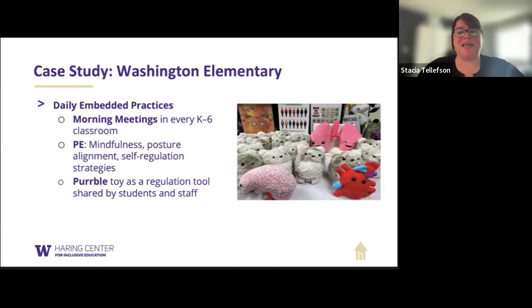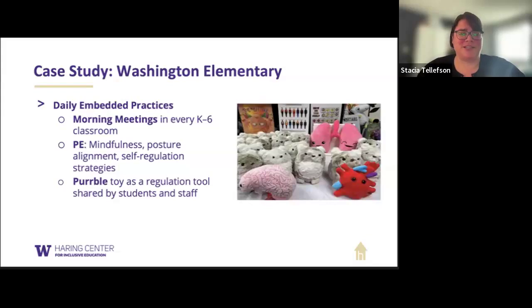For example, every class K through 6 begins the day with a morning meeting. This creates space for community building and emotional check-ins. As we saw, in PE, students are taught and practice mindfulness and breathing to help regulate their nervous systems. And the Purble, a calming tool that mimics breathing, is used school-wide. It has become such a part of their culture that students offer it to staff when they notice someone could use a moment to reset.